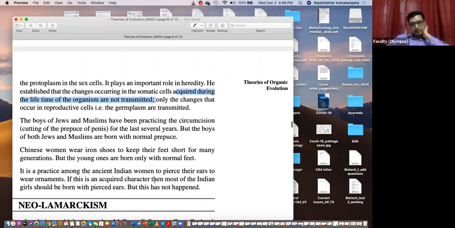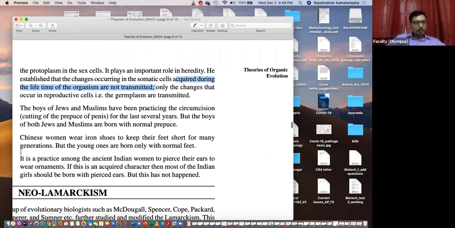Okay, there are several examples for this. I think most commonly they use Chinese women wearing iron shoes. They wanted to have their feet short for many generations. But even then, the children born to them have normal feet. However much they covered them with the iron shoes, they wanted tinier feet. It didn't happen. They kept having normal feet. This is also true with circumcision. Circumcision after generation doesn't change the prepuce.